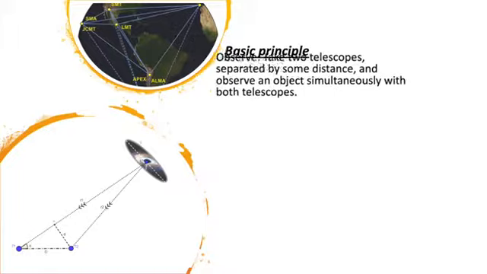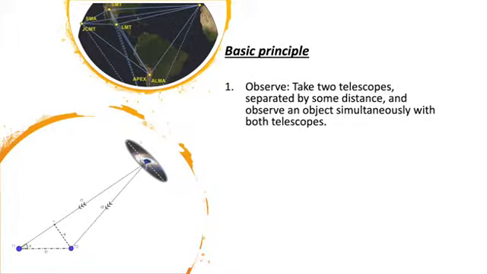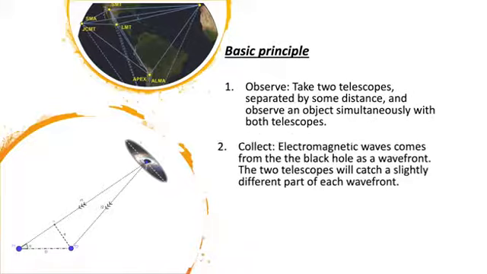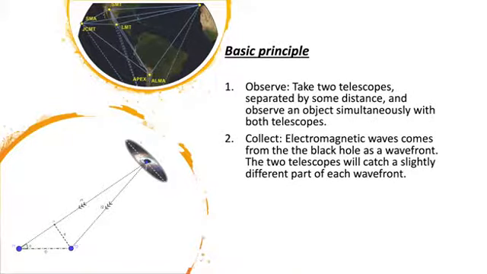The first step is observing. To simplify the question, we only consider the situation where there are only 2 telescopes. They can observe the electromagnetic waves emitted by the black hole simultaneously. Then, the second step is to collect the data. Because of the difference in path distance, the wave fronts we receive are slightly different.